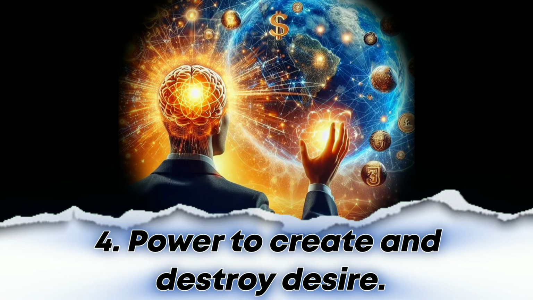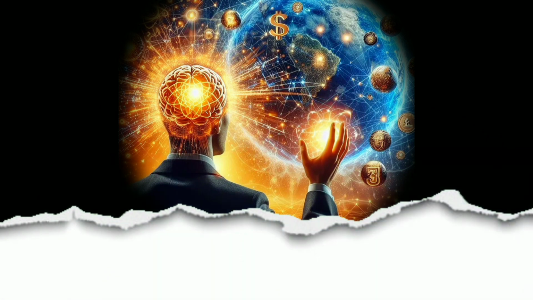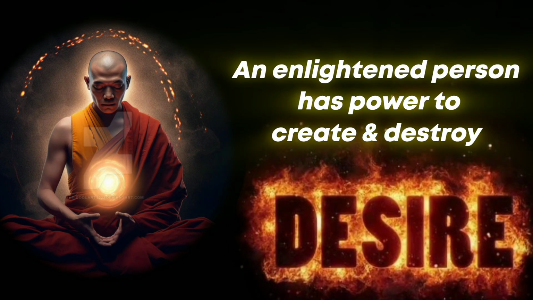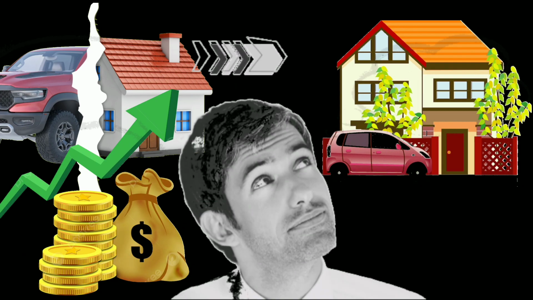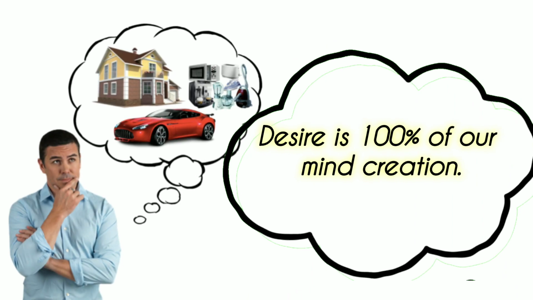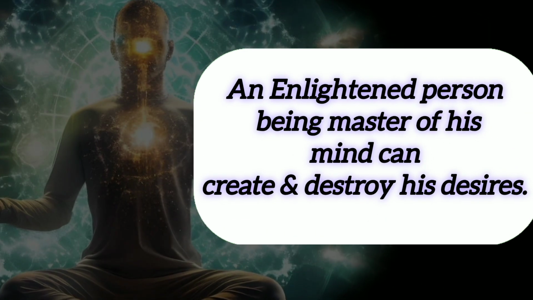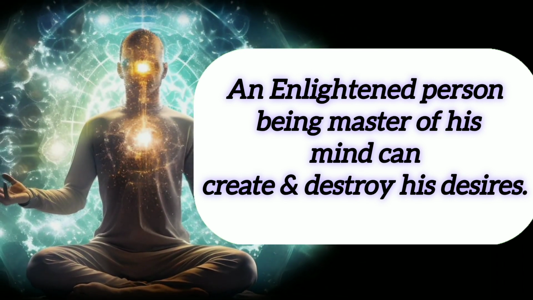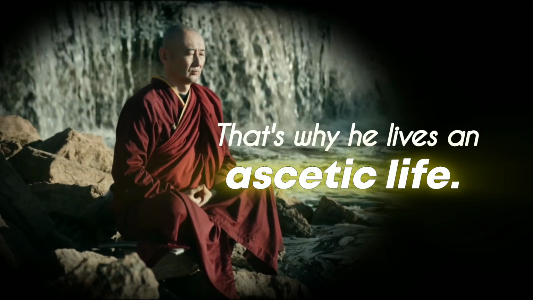Difference number 4, power to create and destroy desire. An enlightened person has power to create and destroy desire as he pleases. As you know, every action starts with a desire. And you know that desire is 100% a mind creation. So, it is obvious that an enlightened person, being master of his mind, can create and destroy his desires. That is why he lives an ascetic life.